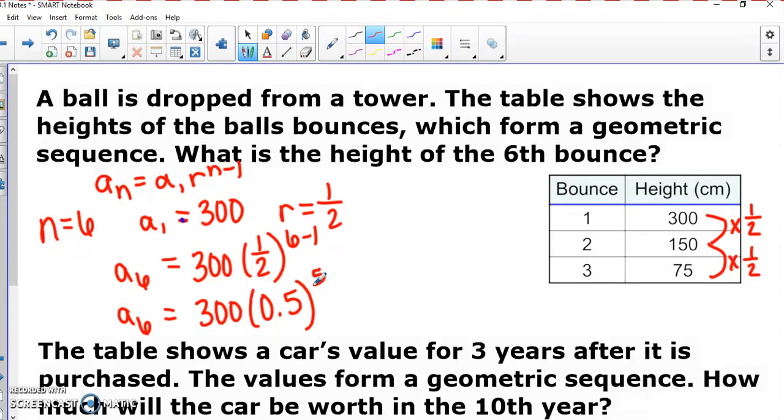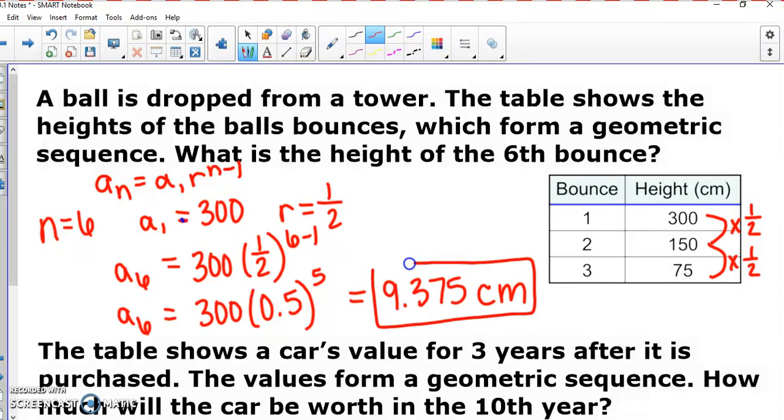So into my calculator, I'm going to type 300 times 0.5 to the power of 5. And when I do that, I should get 9.375. Make sure you get the same thing on your calculator. And then since it's a story problem, don't forget your label.